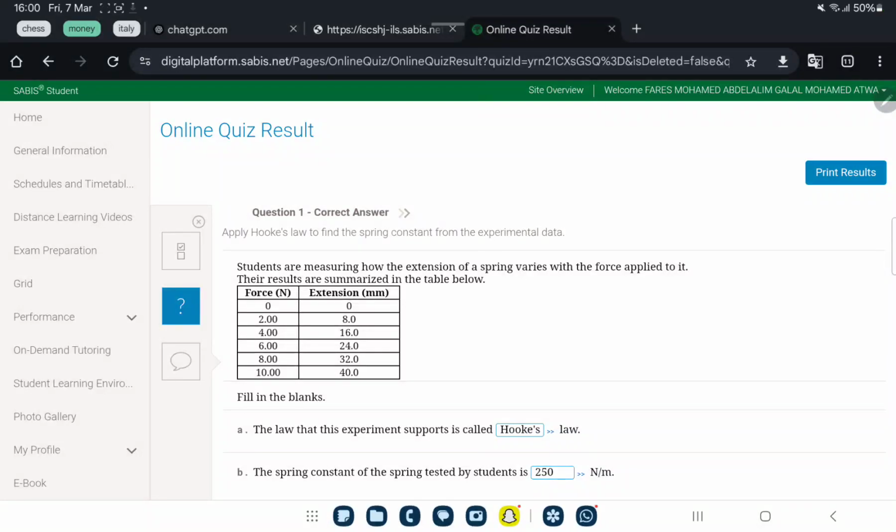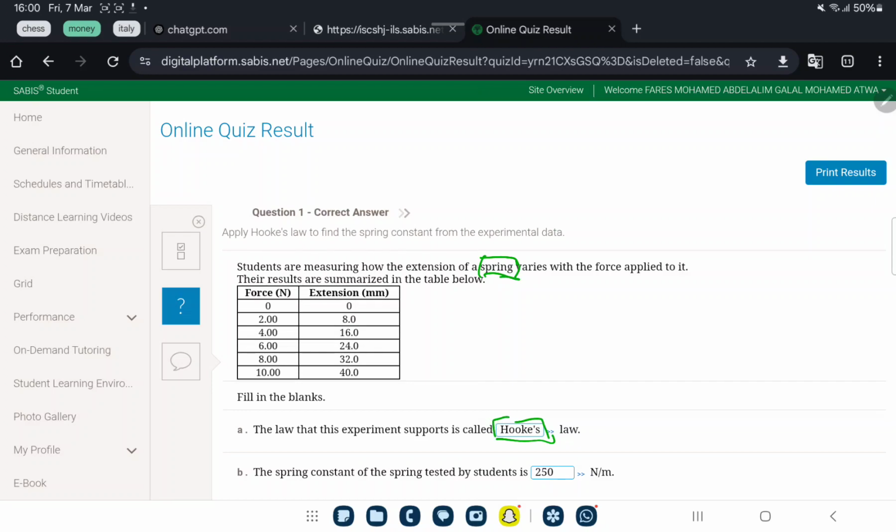This will be physics course practice, starting with 3.19. Students are measuring how extension of a spring varies with the force applied to it. The results are summarized in the table below. We only took one law that has anything to do with springs, and it's Hooke's law. I just need to memorize one law.